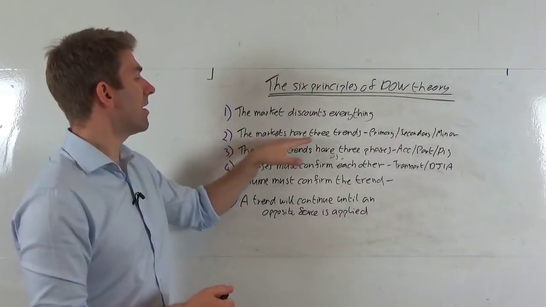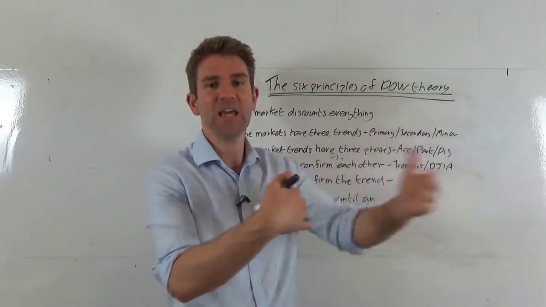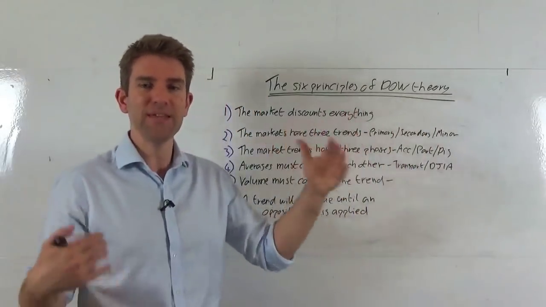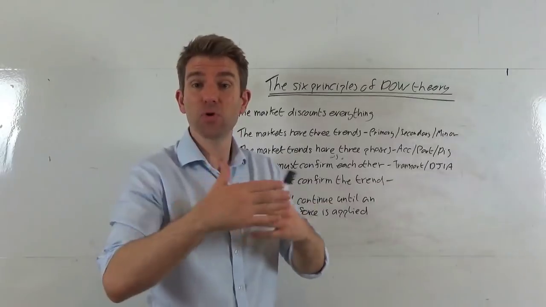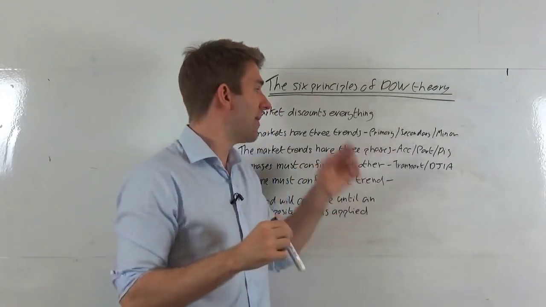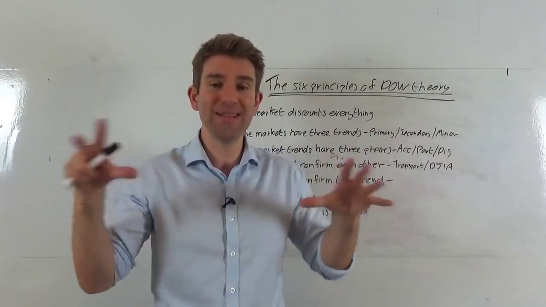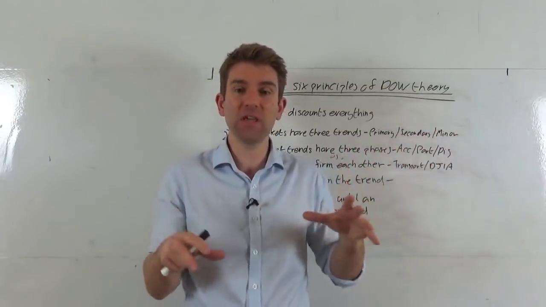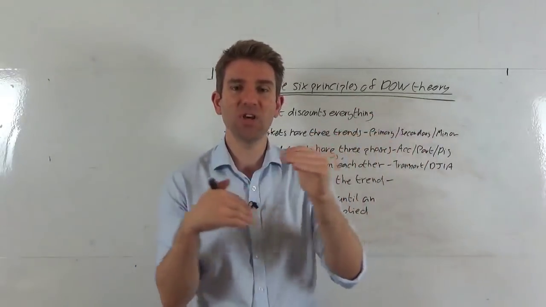And number two, the markets have three trends: primary, secondary and minor. So the primary is the yearly, bigger trend, the big meaty trend behind everything. Secondary, if you can think about it, is months almost, like a monthly trend that's maybe going in the same direction or against it. And then you've got the minor, which is a few weeks. So these three can often go in sync, but they can often move out of sync, which presents trading opportunities. But the idea is to look at the market in terms of the three trends.